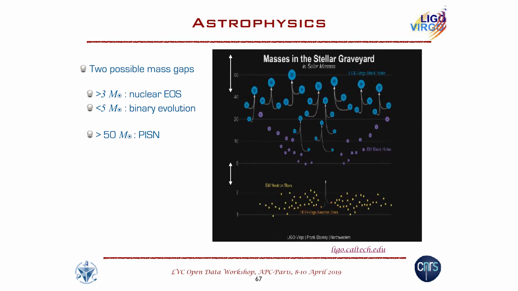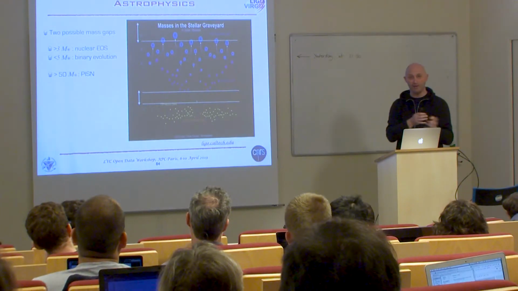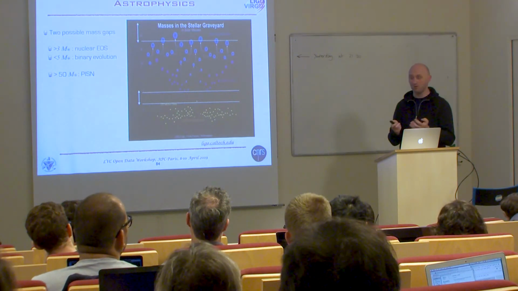So this bound here at 3 solar masses is given by the nuclear equation of state. It basically predicts the largest possible neutron star that you can form. And from equations of state, you get a limit of about 3 solar masses. The 5 solar mass limit comes from stellar astrophysics, and it basically predicts, first of all, the smallest star that can produce a black hole, and then the smallest black hole that star can form, and that should be theoretically greater than 5 solar masses.